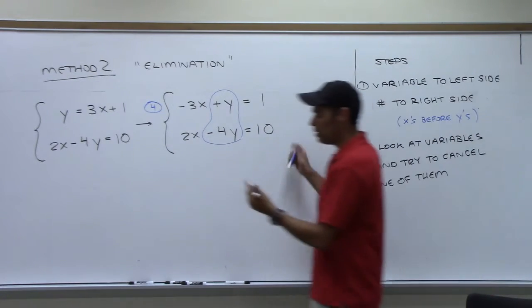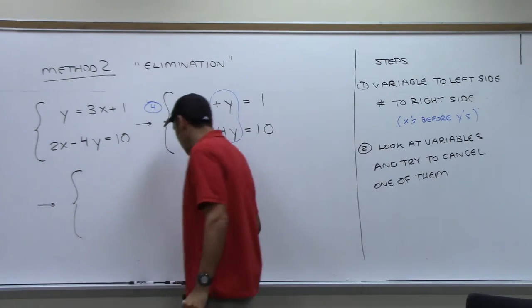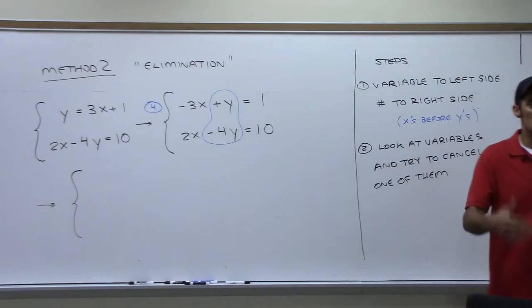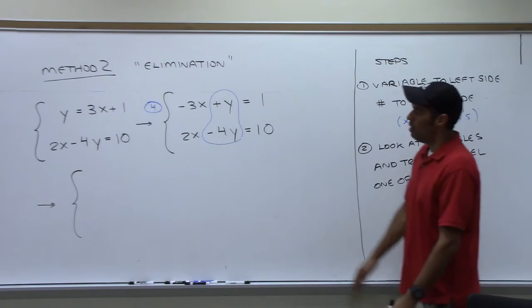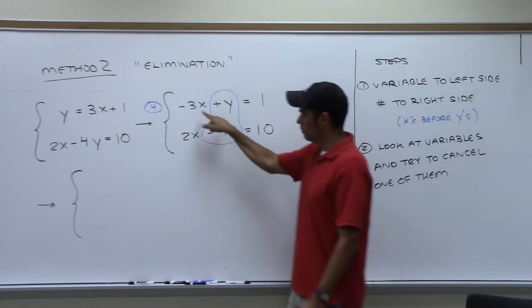And I'll put a little arrow, and I will rewrite the whole system. Look, with elimination, there's a lot of rewriting. You have to keep rewriting the system over and over and over, so get used to that. What would the first equation become if I multiply the entire thing by 4? Negative 12x.